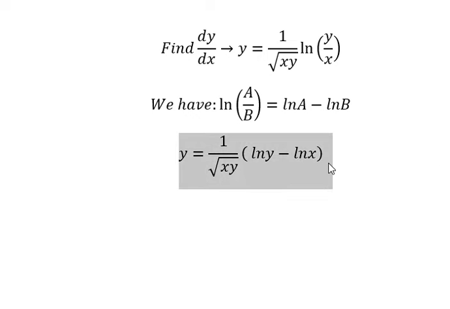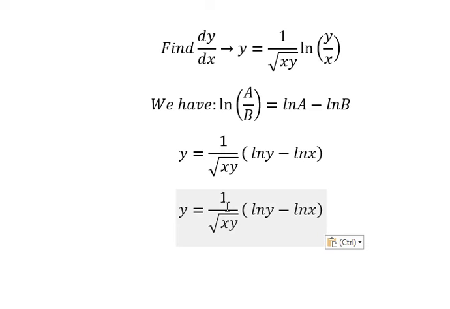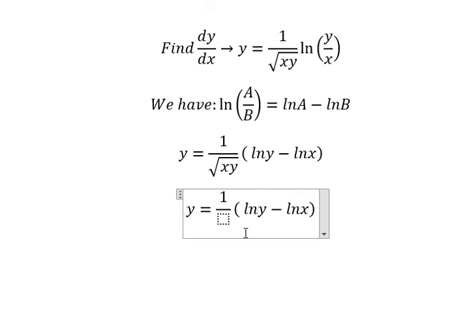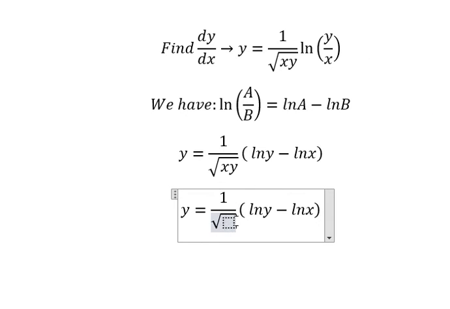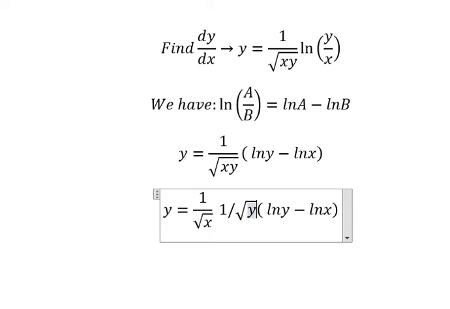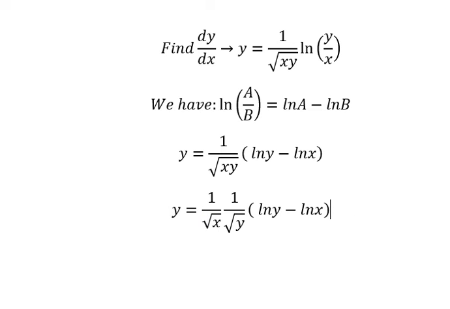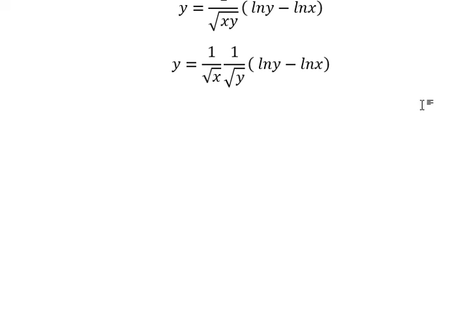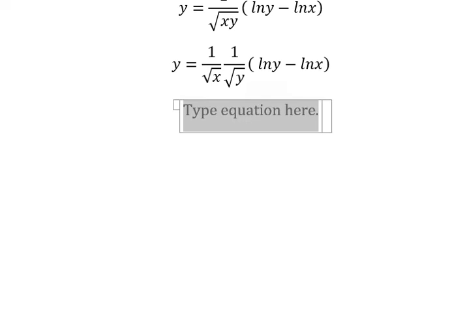Now, this one, we see that we have 1 over the square root of xy. This one we can write into 1 over the square root of x multiplied by 1 over the square root of y. Now, for this one, we need to do first the derivative for both sides.